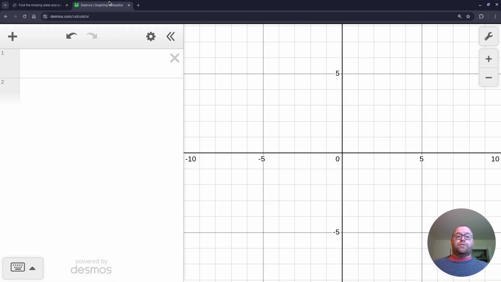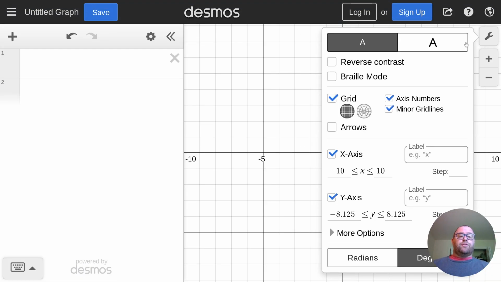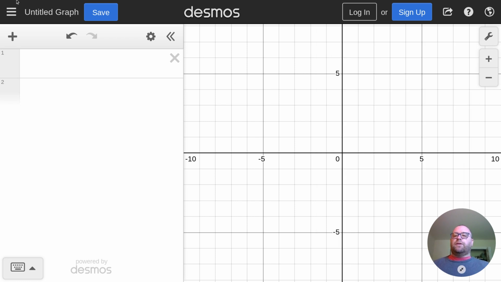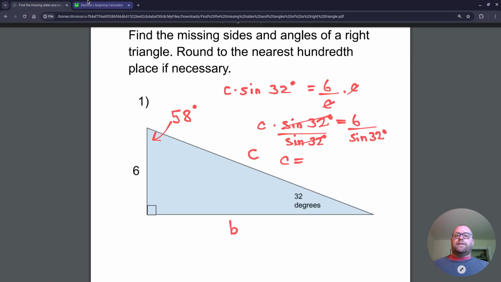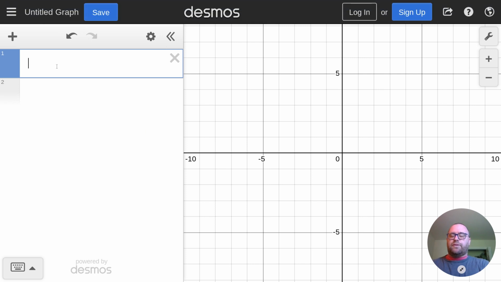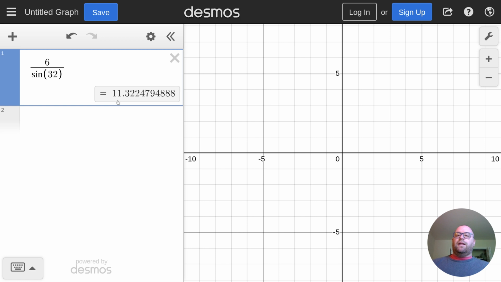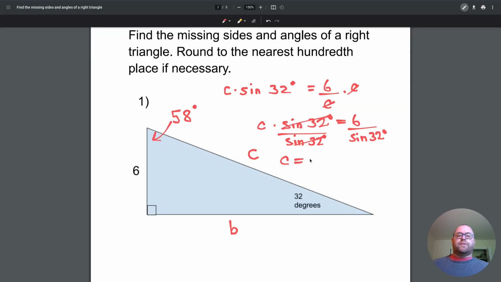So we'll go over to Desmos here. And one thing you've got to check with Desmos is that it's not in radians, that it's in degrees. And typically it's in radians to start. So make sure degrees is highlighted, and then you should be good to go. And we're doing 6 divided by the sine of 32 degrees. And we get 11.322, which we're going to keep as 11.32 because we're rounding to the nearest hundredth place. So this will be 11.32.